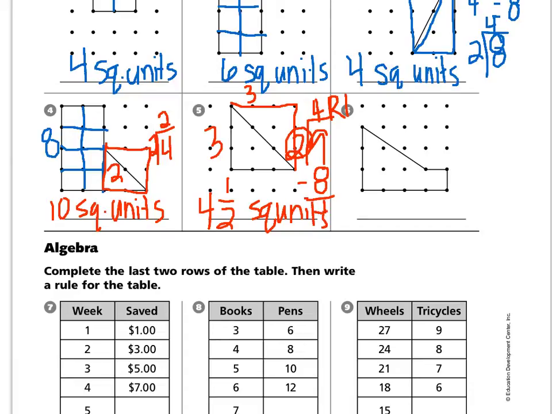Let's look at number 6. I'm going to cut off this rectangle down here, and I can see that there's 4 squares in there. Then I'm going to do the same thing with this triangle and box it off. And I can see that it's going to be a 3 by 2, which equals 6. But I have to divide 6 by 2 in order to get half so I can figure out what the triangle is. And I know 6 divided by 2 is 3, so this triangle equals 3. 3 plus 4 is going to equal 7 square units.